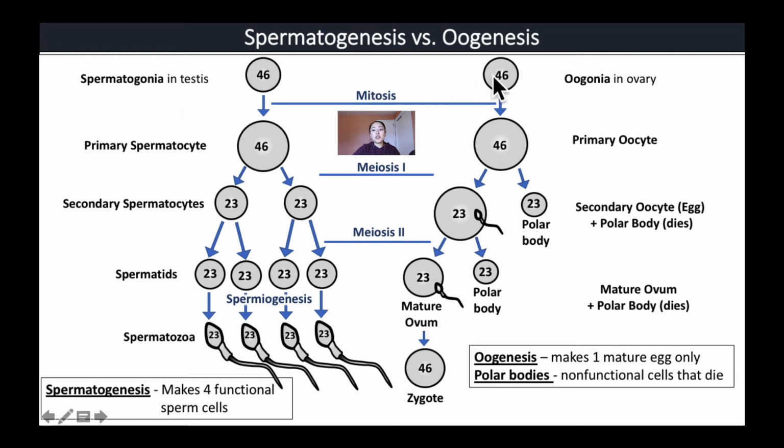Both of these begin with germ cells that are diploid. In spermatogenesis, it's called the spermatogonia. In oogenesis, it's called the oogonia. These cells undergo mitosis to create either the primary spermatocyte or the primary oocyte. The primaries undergo meiosis 1 to form the secondary spermatocytes or the secondary oocytes.